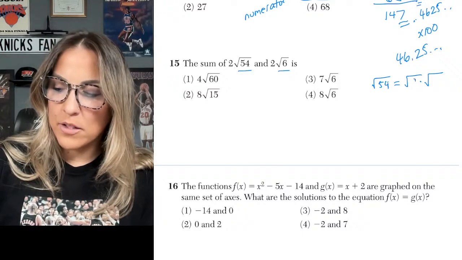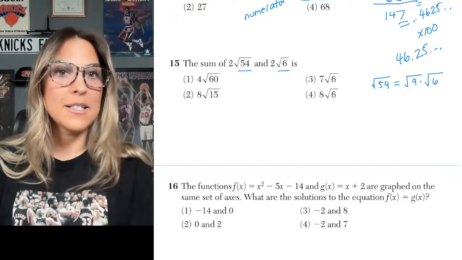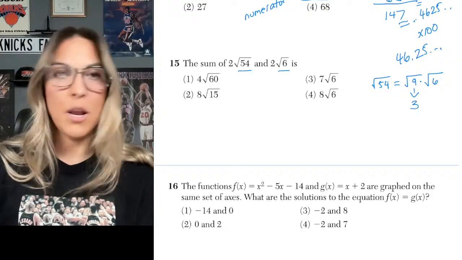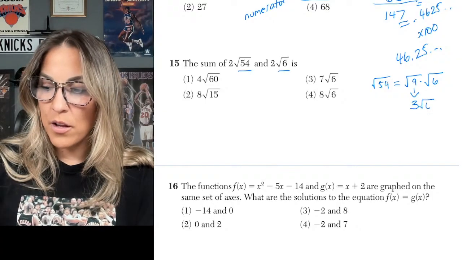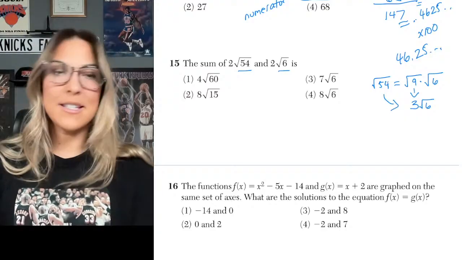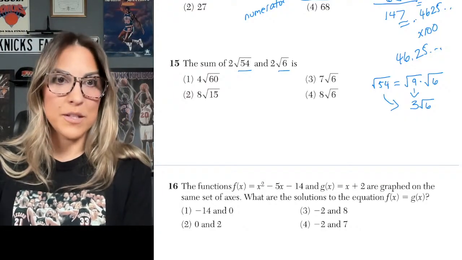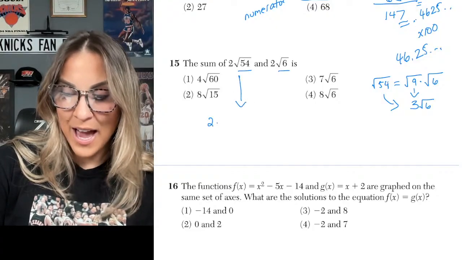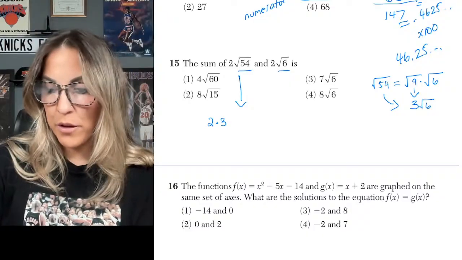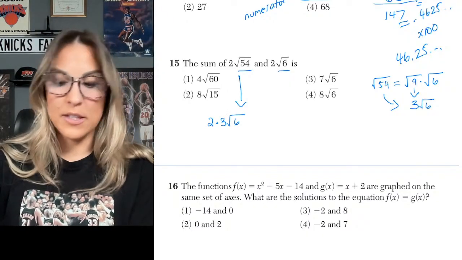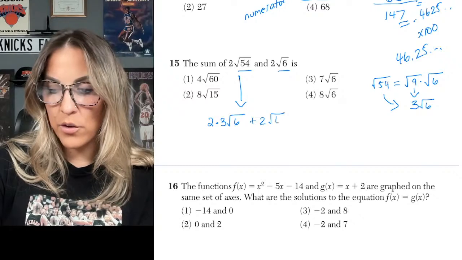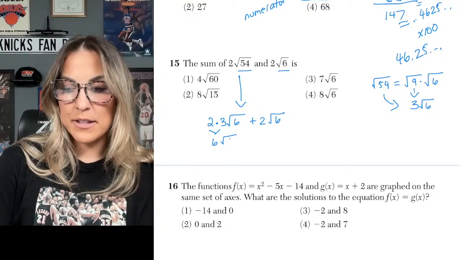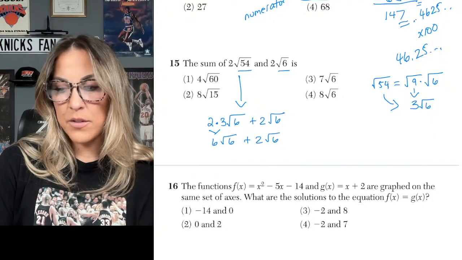So I can rewrite the square root of 54 as the square root of 9 times the square root of 6. Why does this help me? Because the square root of 9 is just the number 3. So that means that the square root of 54 is the same thing as 3 times the square root of 6. So now I'm going to rewrite this. This was 2 times the square root of 54, but now I'm rewriting it as 3 radical 6 instead, plus 2 radical 6. These numbers I can multiply. So 2 times 3 gives me 6. So now I have 6 radical 6 plus 2 radical 6.